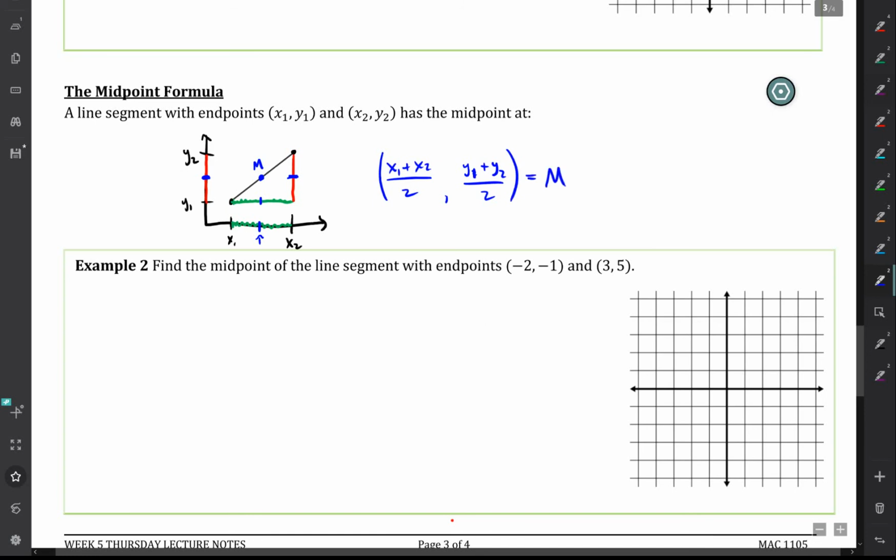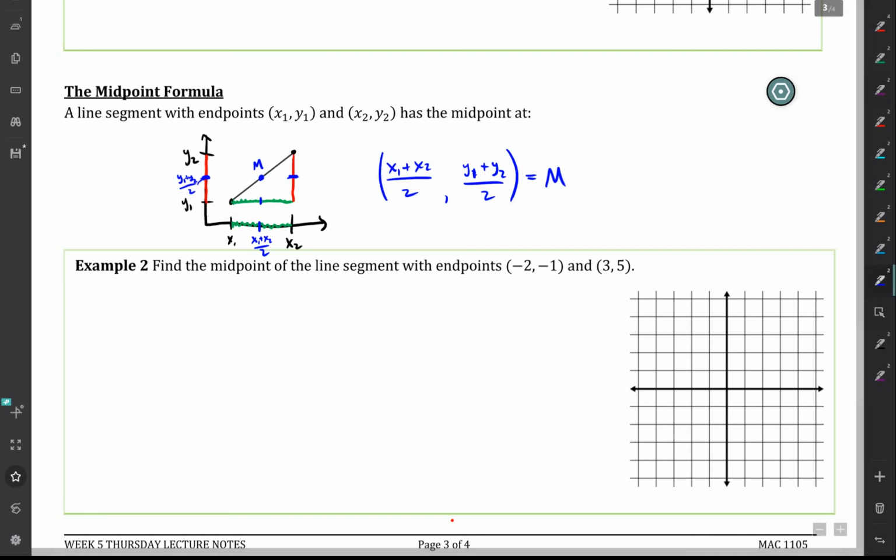And so that's the midpoint. It's the average of the x's and the average of the y's. So this is x1 plus x2 divided by 2, and this is y1 plus y2 divided by 2. And that gives us the coordinate of the midpoint.